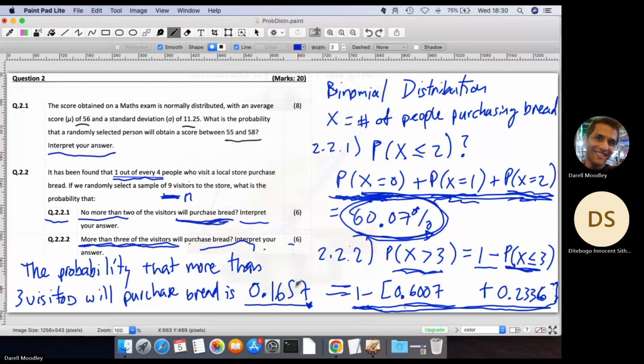So that is Learning Unit 6 revision. I haven't covered the Poisson distribution here, but please do cover that, because that is also likely to come up in your exam. Please do give it a shot, and if you have any questions, just let me know.